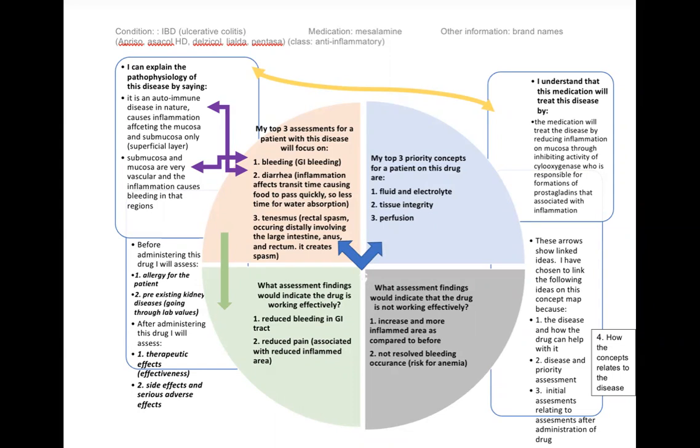These arrows connect the ideas in this mind map. The first one connects the disease and how the medication can resolve the symptoms of this disease, by what mechanism. The second one indicates the relation of disease and priority assessment, finding what would be the risk for the patient. The third one would be initial assessment compared to assessment after administration of the drug, seeing the therapeutic effect we want for the patient.